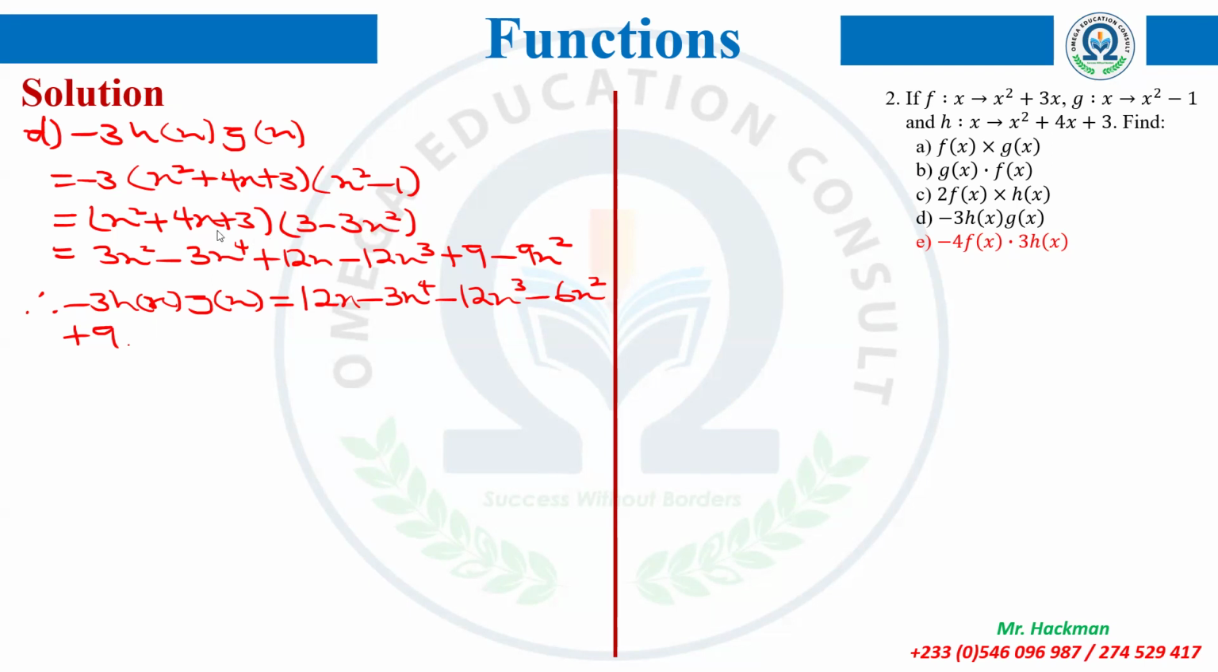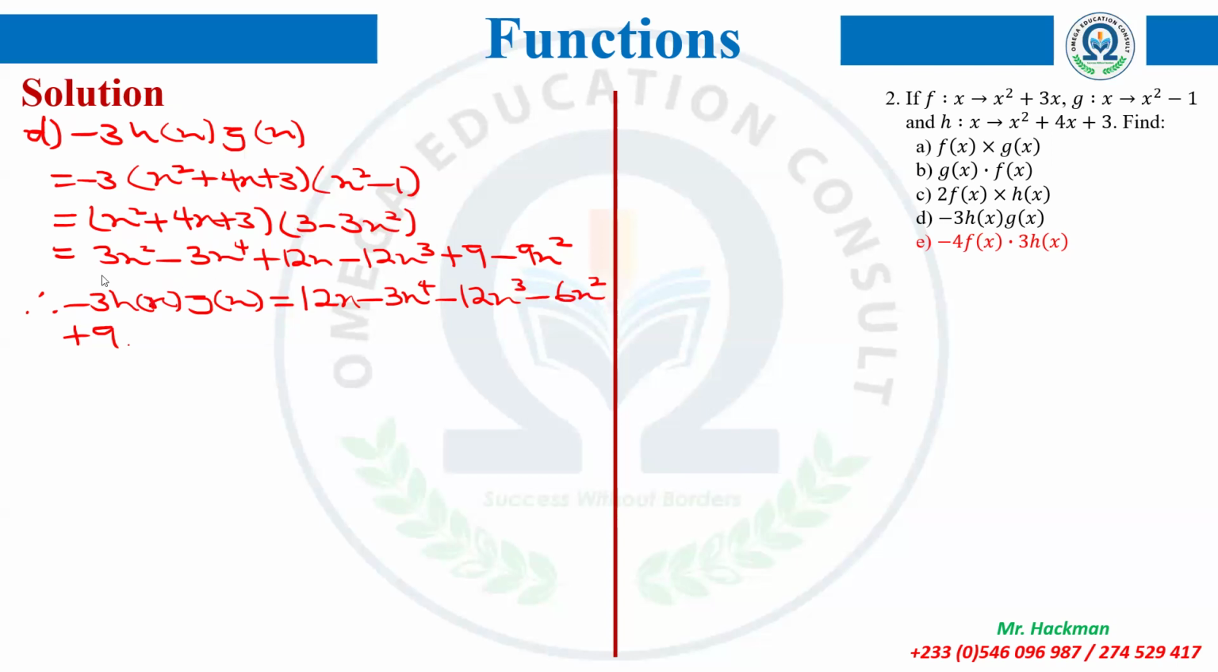Yes, please. So now you've taken the question to your comfort zone: 2 factors multiplying. Each term here multiplies all the terms here. So I did it this way. This multiplying these 2 terms will give me 3s squared minus 3s to the power 4. This multiplying these 2 terms will give me plus 12s minus 12s cubed. This multiplying these 2 terms will give me 9 minus 9s squared.